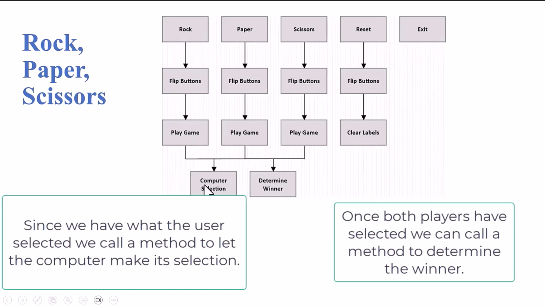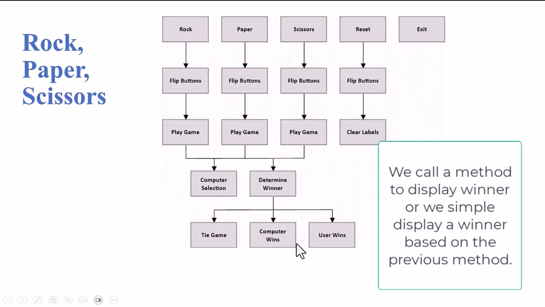What happens after the computer selection is done and the winner is determined? Well, we end up displaying the winner. We have either a tie game, the computer wins, or the user wins. So that's going to display on the screen. And finally, we're going to flip the buttons back. It's going to reset back to what it was originally so we can play a new game. So it's going to be an automatic type thing. That's really all we have to do to get this thing working.